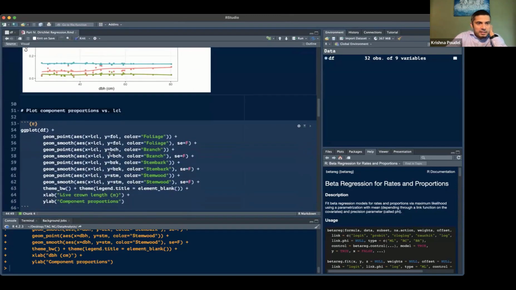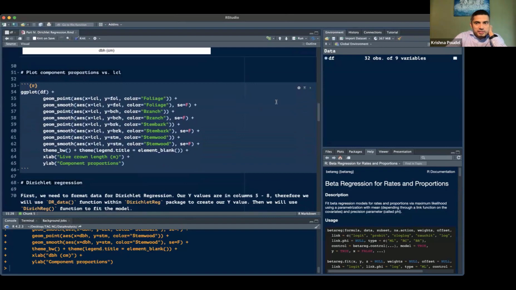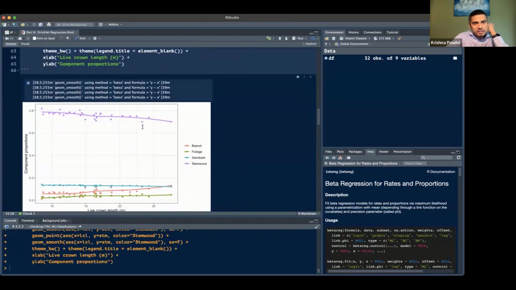Interesting. And then we can do the same thing for live crown length, which should give us a more obvious trend than that, and it does actually. So with increasing live crown length, our proportion of stem wood biomass is decreasing, which goes with increasing branch biomass. That's what we expect.